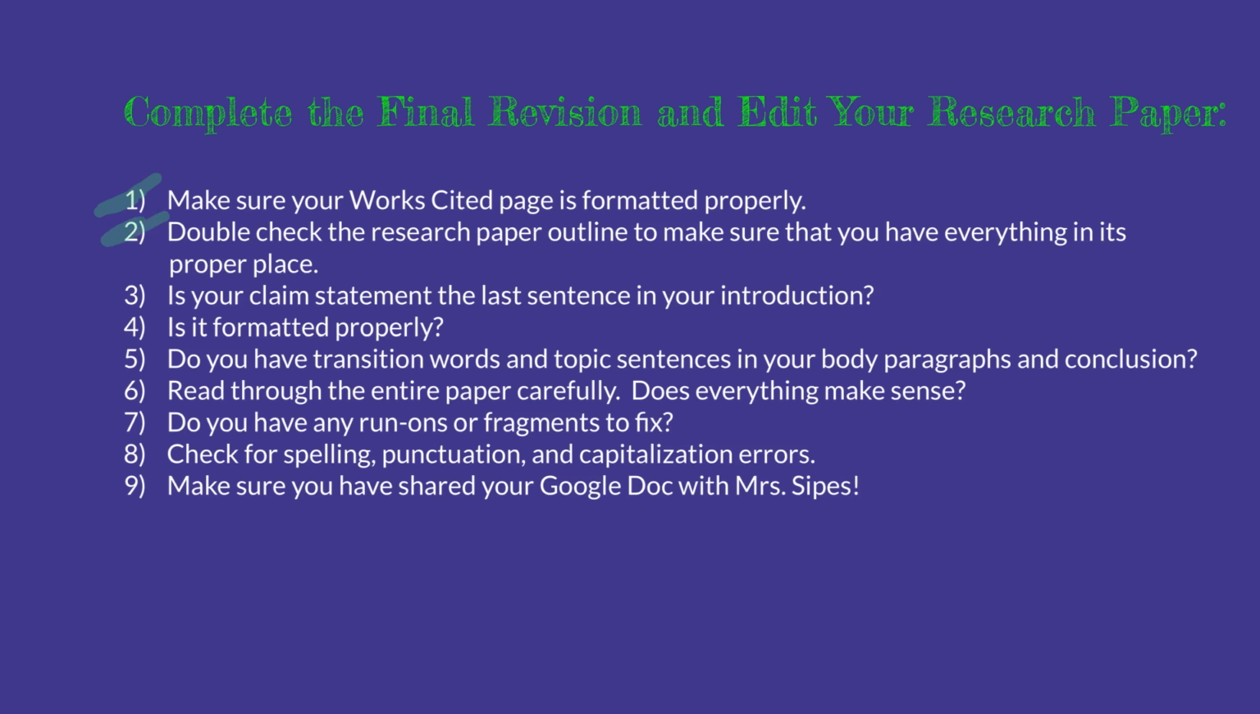Number 2, double check the research paper outline to make sure that you have everything in its proper place. So your header should be at the top left, then your title. Maybe you forgot some of those things. Make sure you have a title for your research paper. Make sure you have everything in order, your introduction, your body paragraphs, your conclusion, transitions to start those paragraphs, and so forth. Then your claim statement.